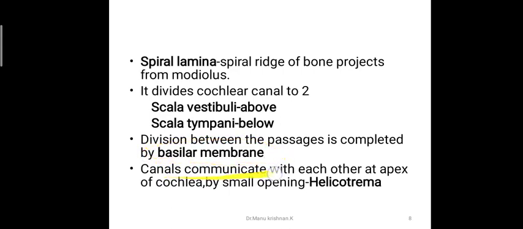The canals communicate with each other at the apex of the cochlea by a small opening called the helicotrema. So the perilymph present in the scala vestibuli and the scala tympani will communicate with each other at the apex of the cochlea, where there is a small opening called the helicotrema.